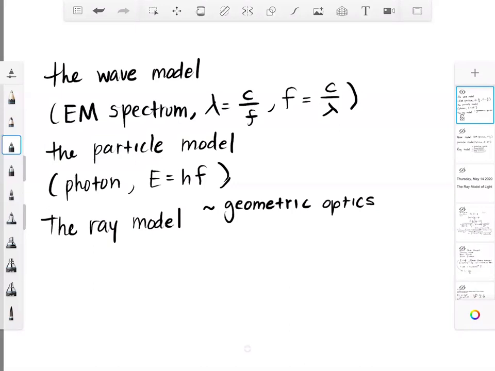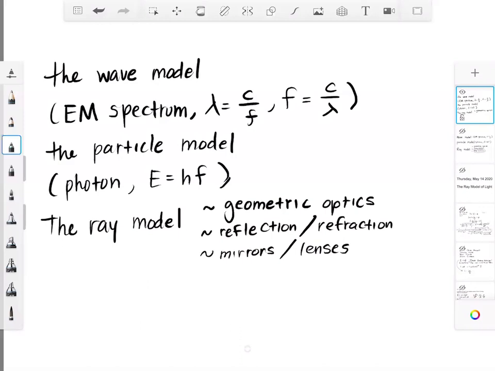So we're going to be dealing with reflection and refraction, as well as mirrors and lenses. So today we're focusing on mainly reflection. And we're also going to be looking at flat mirrors.